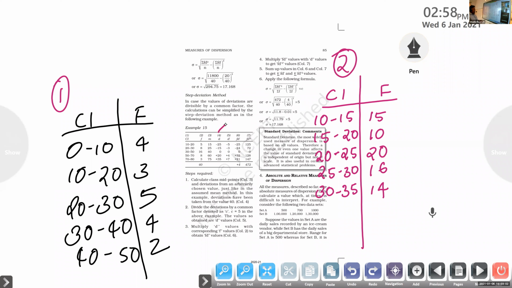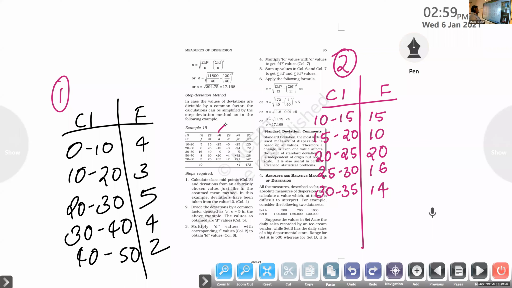So we'll get f d dash. Find the sum of f d dash and the sum of f, the frequencies. Finally, f d dash square. The complication is here: multiply the f d dash values with the d dash values to get f d dash square. That's the only change. Next, find the sum of f, the sum of f d dash, and the sum of f d dash square, and apply that in the equation.